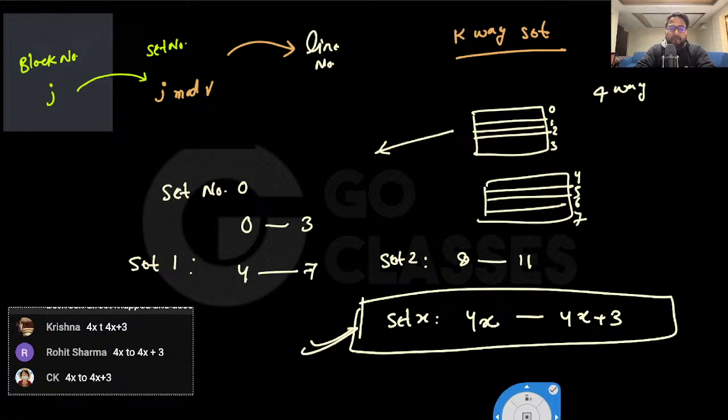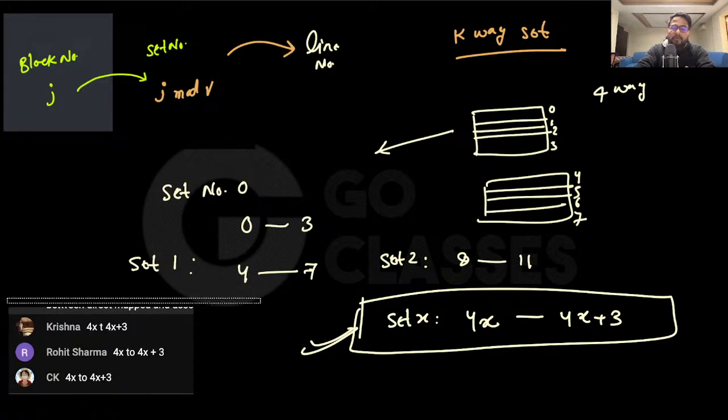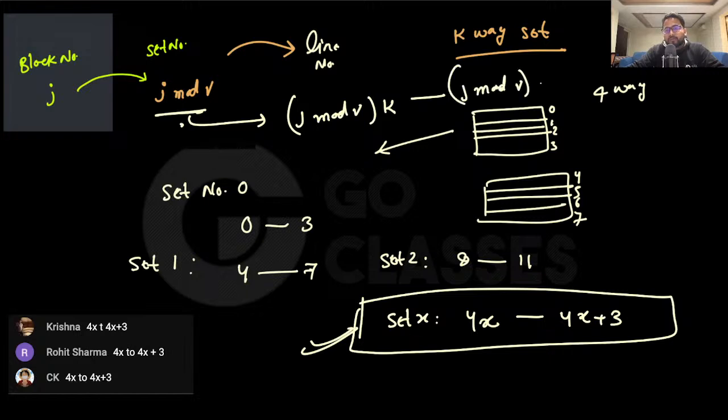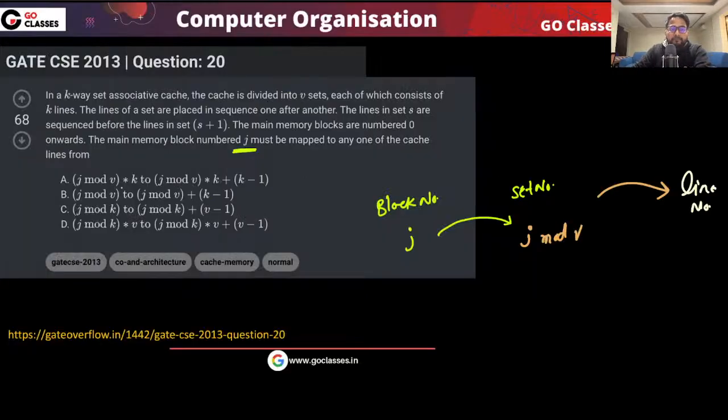Now you tell me, if you know this, then if the set number is j mod b, and associativity is k, can you tell me the line numbers? It will be j mod b into k, the same thing, plus k minus 1 basically, right? So j mod b into k to j mod b into k plus k minus 1. Yes, so a is the correct answer.